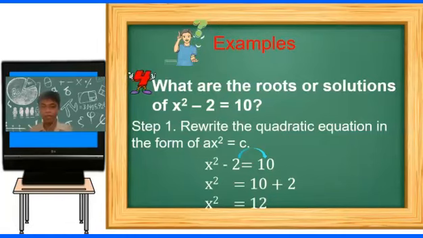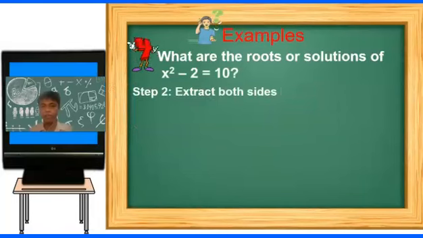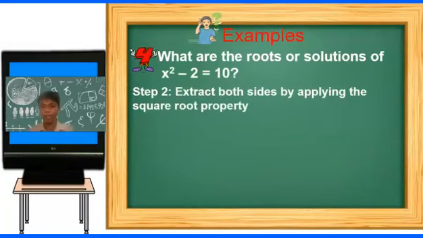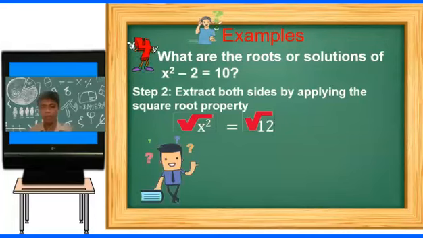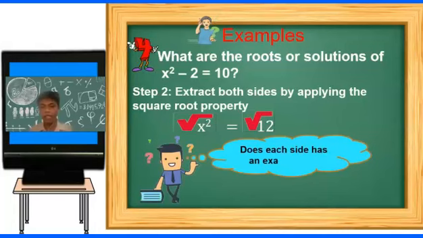Okay. Step 2. Extract both sides by applying the square root property. So, x squared is equal to 12. Extract both sides. So, meron bang square root ang x squared? Okay, how about 12? May square root ba yung 12? Yeah, may question. Does each side have an exact root?